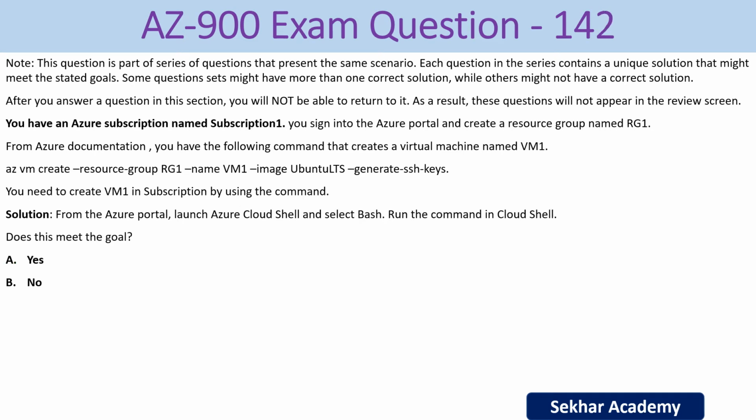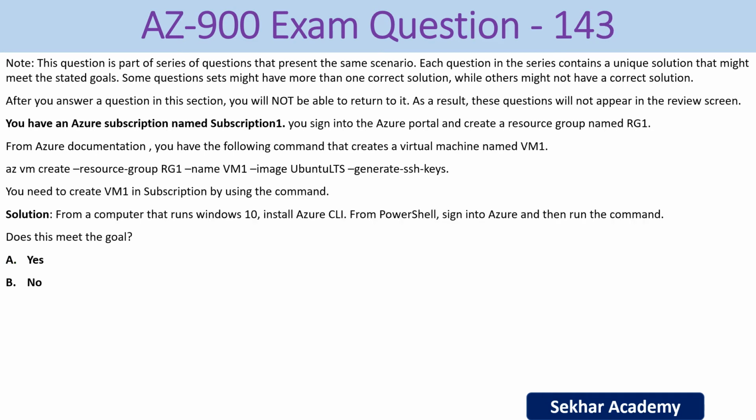AZ-900 exam question number 142. The question is the same as what we have seen in the previous question. The provided solution is here. From the Azure portal, launch Azure Cloud Shell and select bash, then run the command in the Cloud Shell. Does this meet the goal? The right answer is yes. With the help of the bash shell, we can run the az command and create the virtual machine. So the right answer is yes.